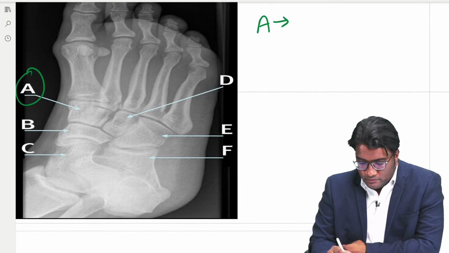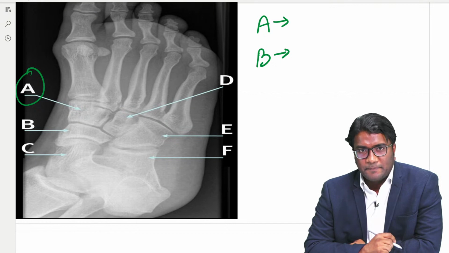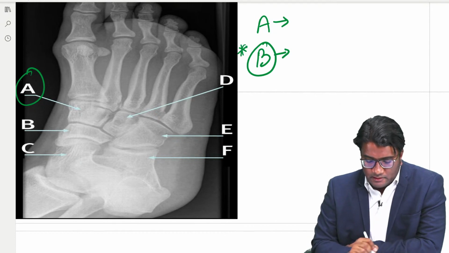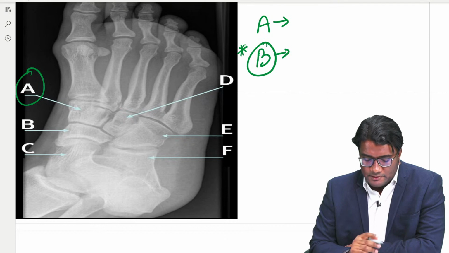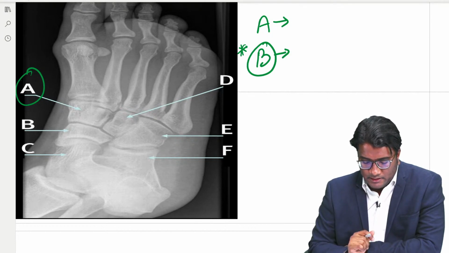Okay, tell me B first. What is B looking like? Look at B. How does it look? Look at all the numbers and tell me which is appearing boat shaped in all of them. A, B, C, D, E, F. Which is appearing boat shaped?